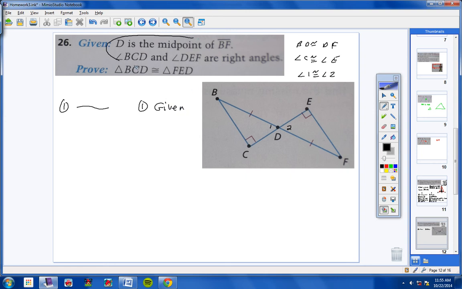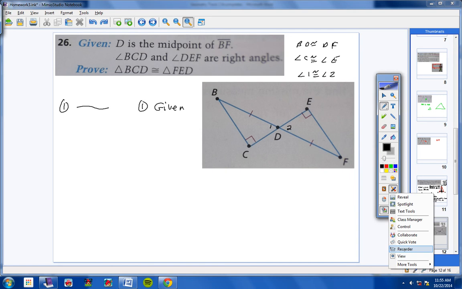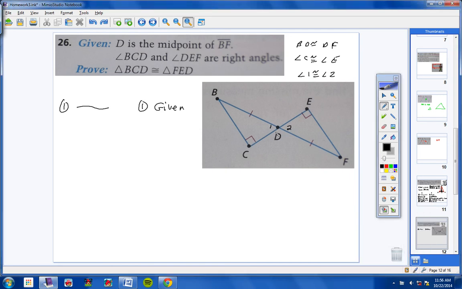Okay, which is right here. There's your given. Now in our given we know that D is the midpoint of BF. So students, if D is the midpoint, then I know that I can state that if D is right in the middle of BF, then BD is congruent to DF. And the reason would be definition of midpoint. There we go.